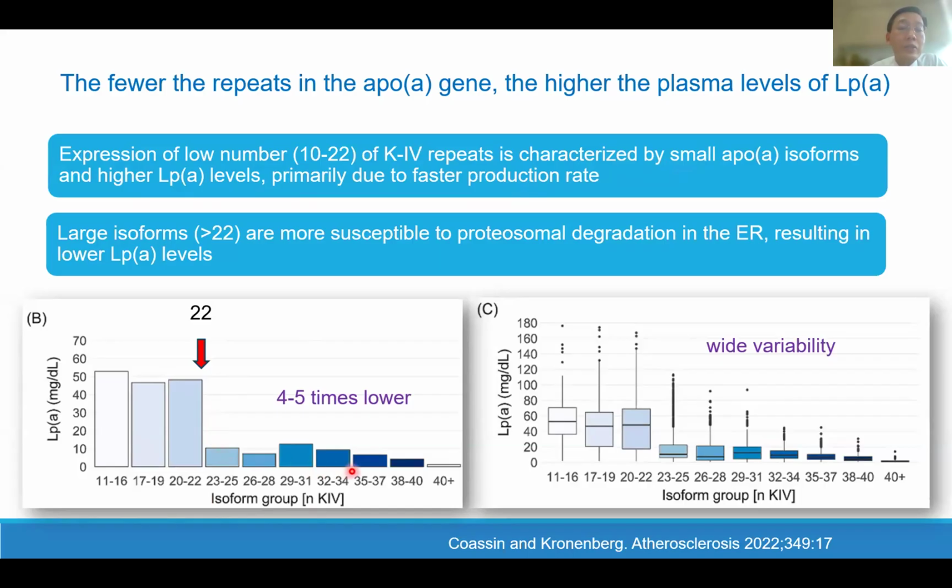But when you have large isoforms, for example, more than 22 copies, these large isoforms are more susceptible to being degraded in the endoplasmic reticulum, and that results in 4 to 5 times lower Lp(a) compared to the low number of Kringle4 type 2 repeats. However, it should be noted that there is a wide variability in Lp(a) even among those who have the same Kringle4 type 2 repeats. For example, if you have 20 to 22 copies of the Kringle4 repeats, your Lp(a) levels can range from 20 up to about 160.